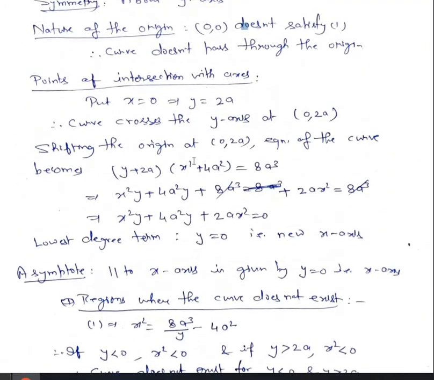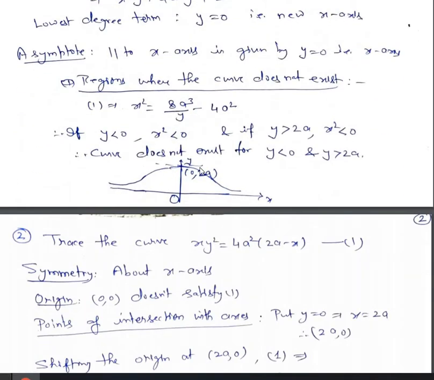So taking all these points into account, we draw the curve like this. The curve is like this. This is the asymptote, the x-axis is the asymptote. The curve passes through (0, 2a). The tangent at (0, 2a) is the new x-axis, meaning a line parallel to the x-axis. Right? Okay.